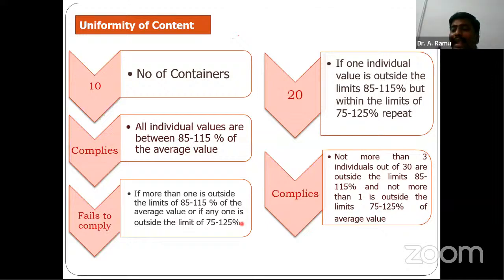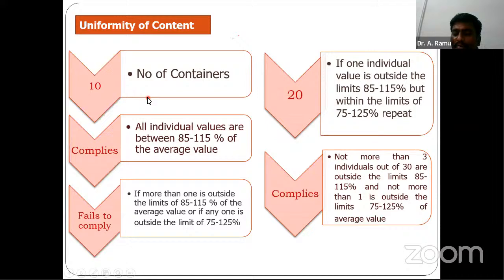So what about if 9 out of 10 are within the limits? If only one individual is less than 85% or greater than 115%, but that is within 75 to 125%, what do we have to do? We have to repeat the uniformity of content test. It has to be repeated with 20 containers. So after repeating, totally it will become 30.